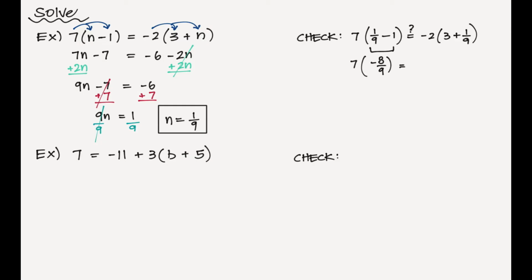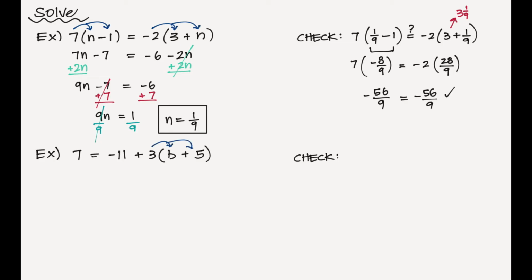And 3 plus 1/9 is really 3 plus 1/9. If I'm going to rewrite that as an improper fraction, that would be 28 over 9. So now we just multiply. 7 times negative 8 is negative 56 over 9. And negative 2 times 28 is also negative 56 over 9. So my solution worked out.